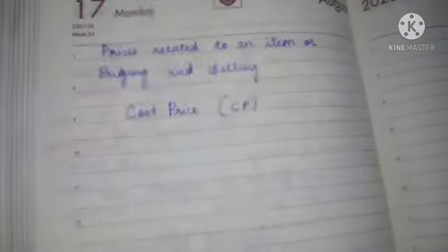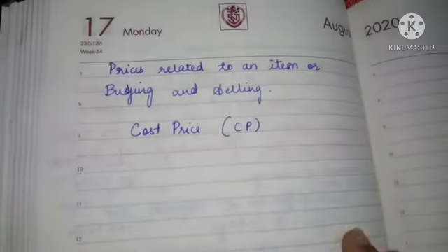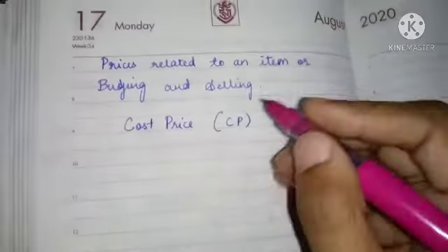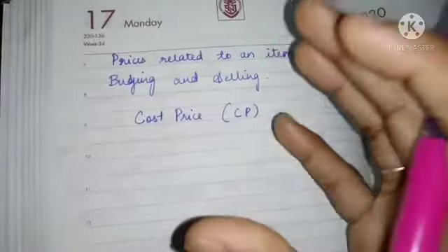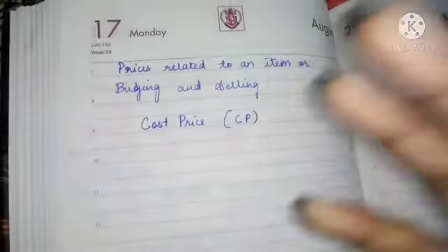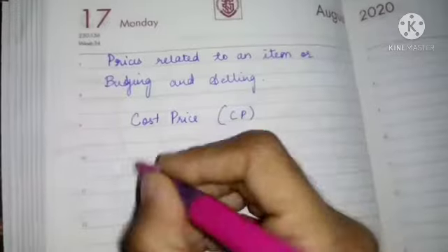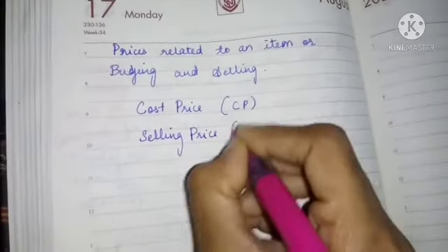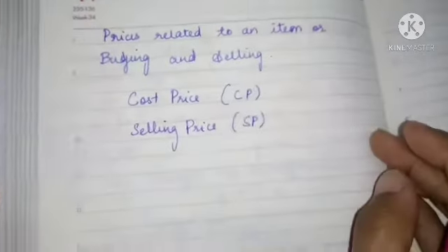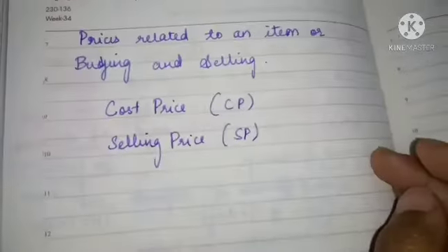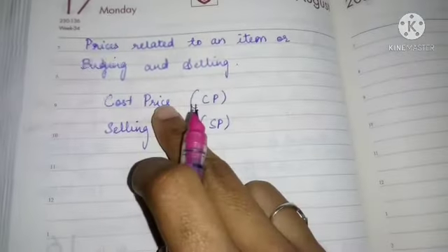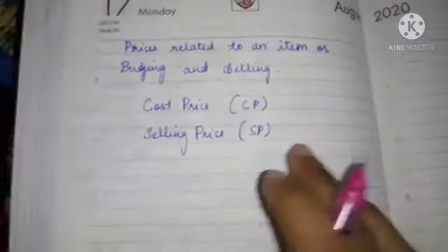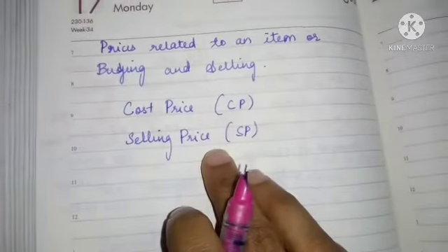Actually you have learned these concepts in previous grades, I think, but again we are going to recall it. After buying some goods from the market, the shopkeeper sells them in his shop. What is that price called? That price is called selling price. We will denote that by SP. The amount at which he buys from the market is cost price, and the amount at which he sells is selling price.